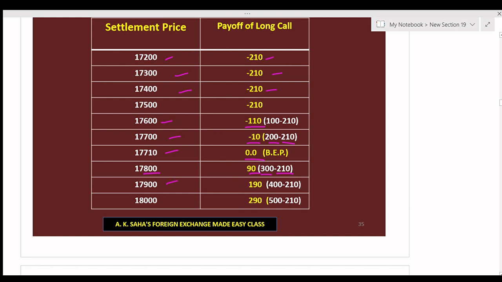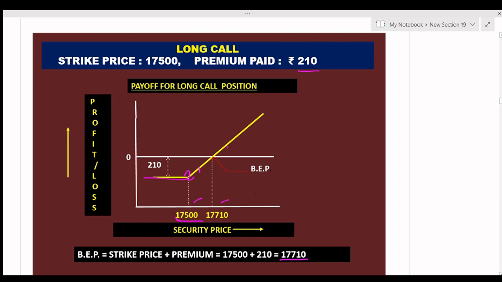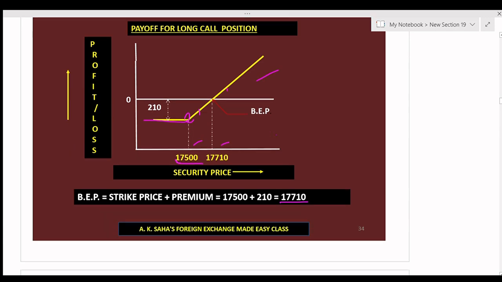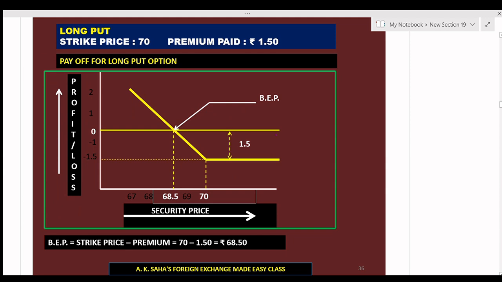At 17,900, the profit will be 400, premium paid is 210, so it is 190. And when the spot price is 18,000, the profit will be 500, less premium paid, the net profit will be 290. You see, the graph totally shows the upward trend, and the profit will be unlimited in the long call. Long put, strike price is 70 and premium paid is 1.5.